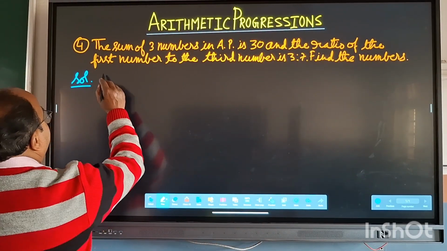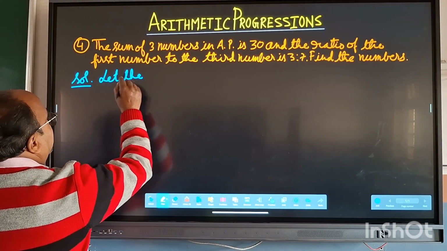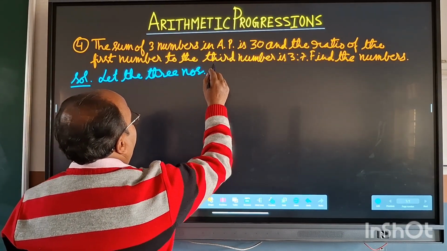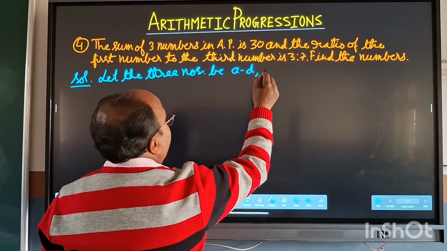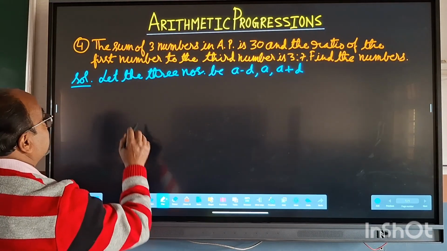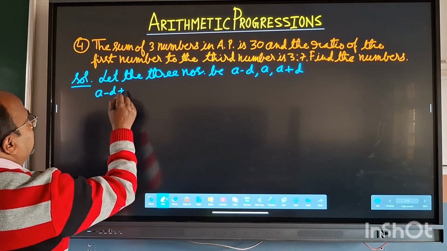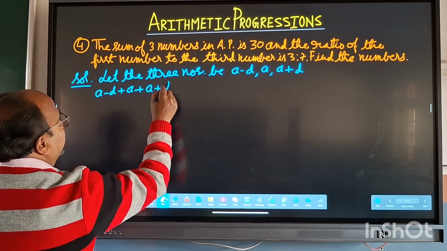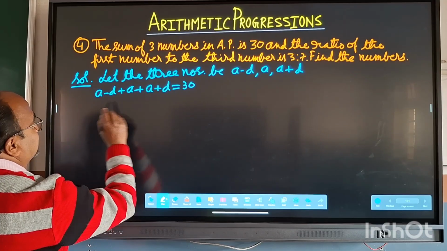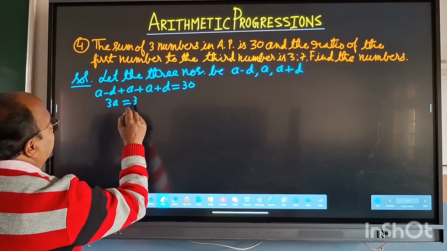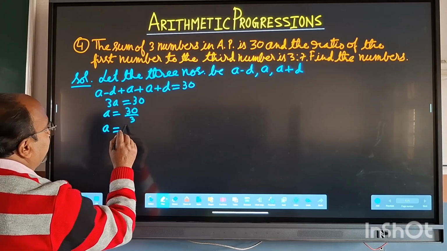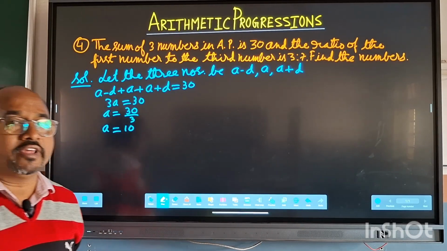So we assume here, let the three numbers be A minus D, A and A plus D. Now the sum of the three numbers is 30. So I will write A minus D plus A plus D equals 30. You can see the plus D and minus D get cancelled. All the three A's added give me 3A equals 30. So I get A equals 30 by 3, so A equals 10. So easily one of the variables we have got.